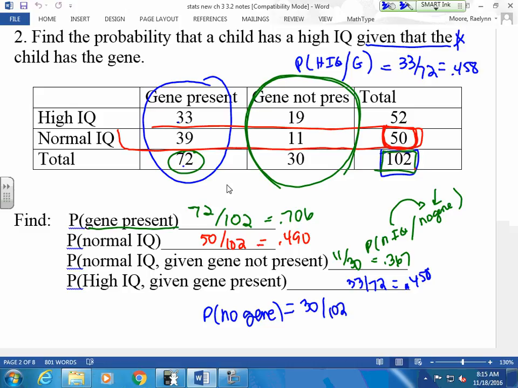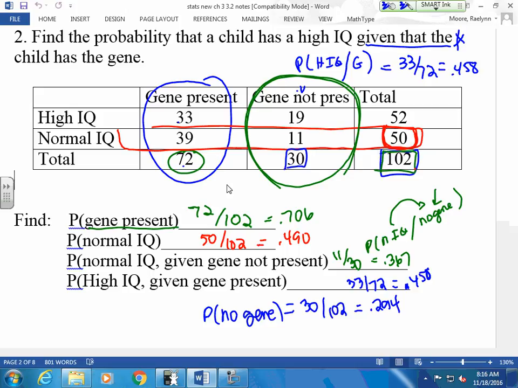Independent. I'm only asking one thing. It depends on nothing else. So I say gene present, gene not present. How many? 30. What's my bottom number? 102. 30 out of 102, and it reduces down to 0.294.